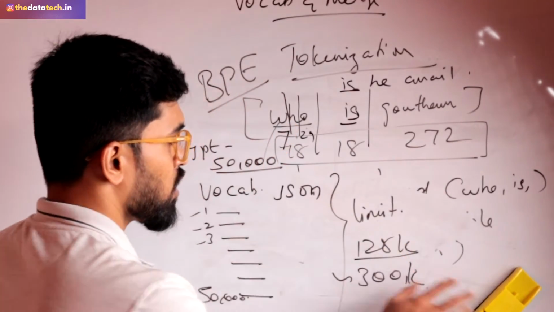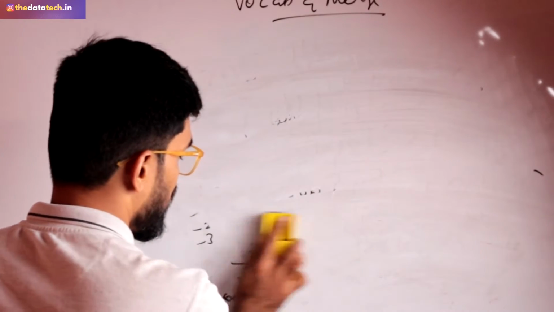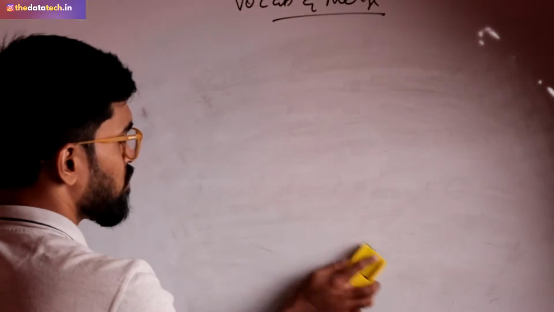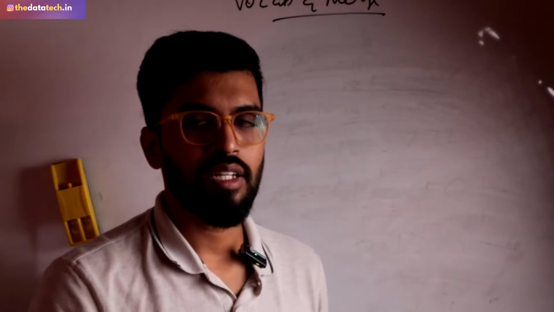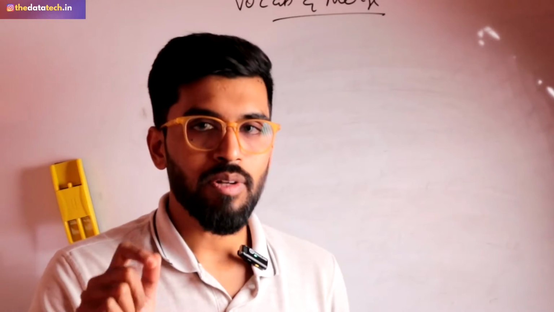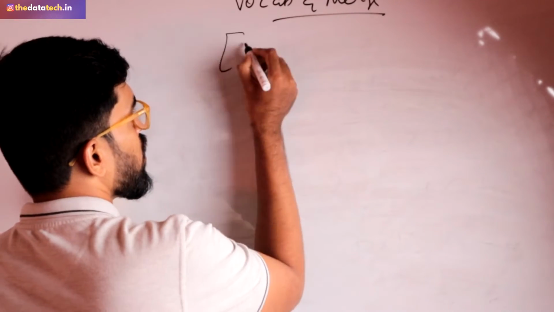So let me just remove all this. We understood what exactly is happening in the vocab.json, and what BPE does. It's trying to give a token ID for all the tokens in the vocab.json. So now let's take one word, just one word: engineering.